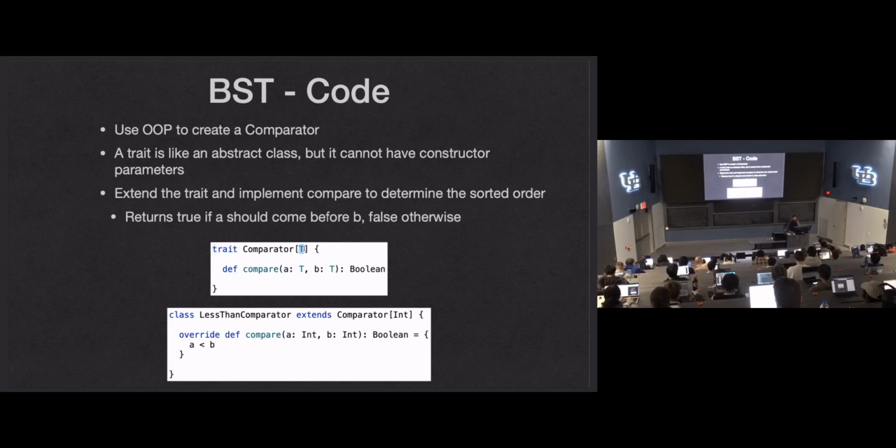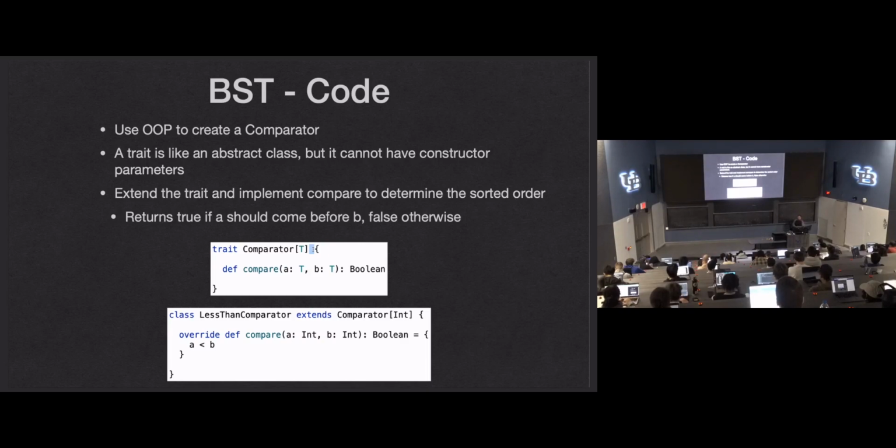I got one right here. But it can't have a constructor. If I got parentheses and some things here, constructor parameters, it can't be a trait, and I'd get an error that says, yo, make this an abstract class. It can't be a trait. You can't have constructor parameters.